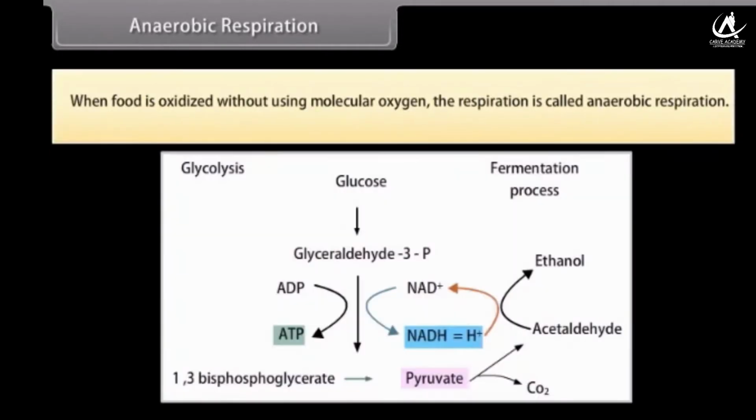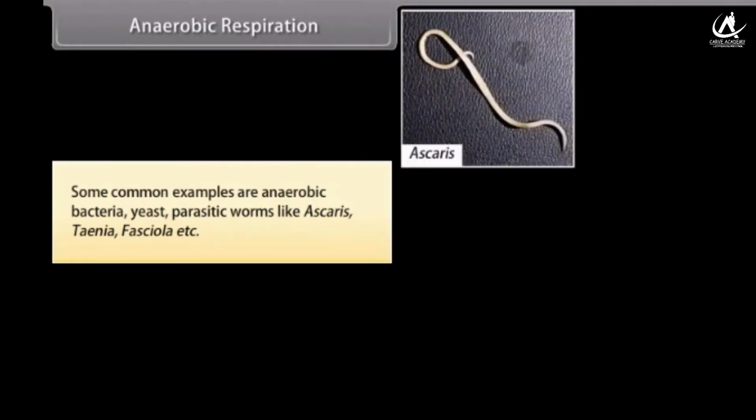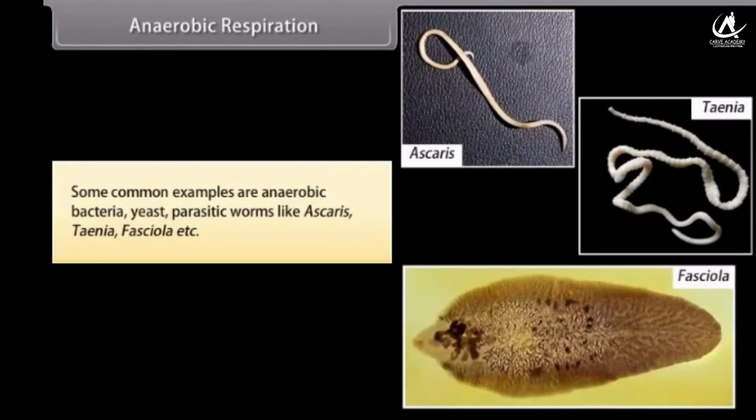Anaerobic respiration. When food is oxidized without using molecular oxygen, the respiration is called anaerobic respiration. Some common examples are anaerobic bacteria, yeast, and parasitic worms like Ascaris, Taenia, Fasciola, etc.